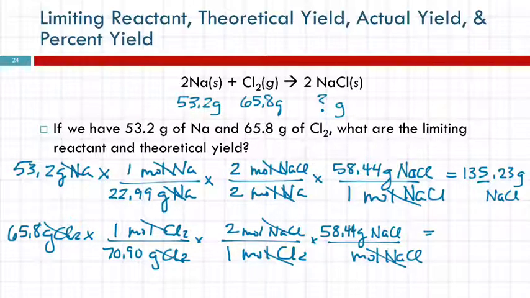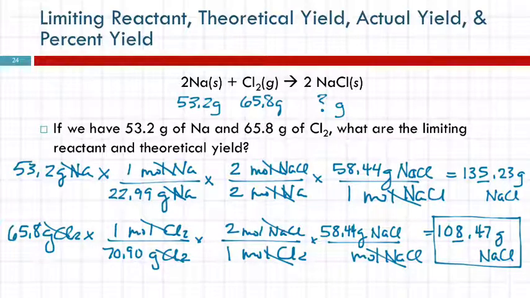This is also going to have 3 significant figures, 108.47 grams of sodium chloride. We choose the smaller number, 135, 108. This is smaller. This means that once I've made 108.47 grams of product, I run out of the reactant, and so I can't make any more. So this is the theoretical yield.